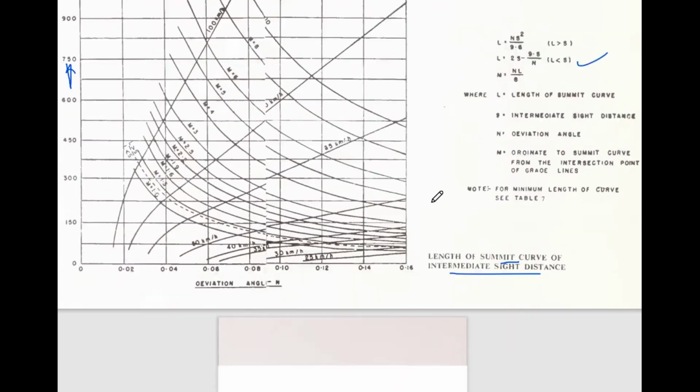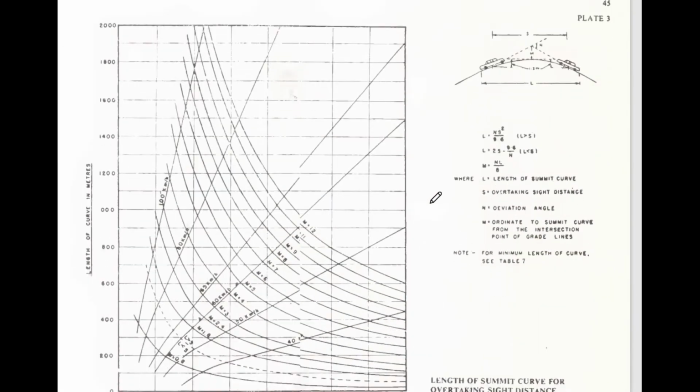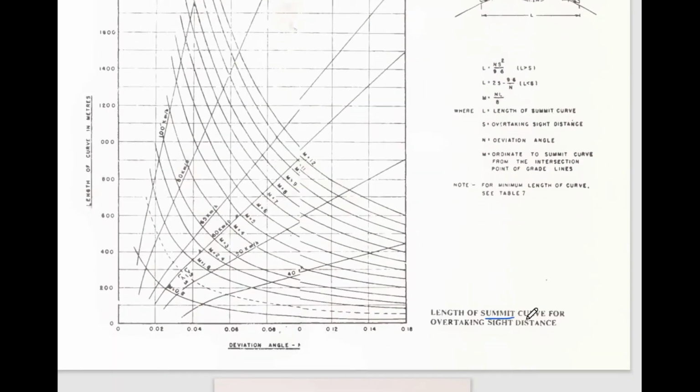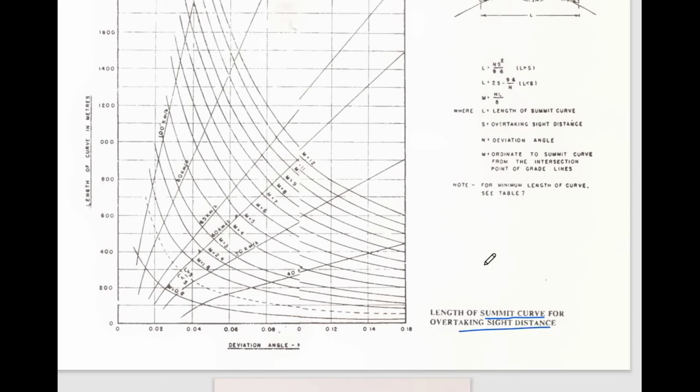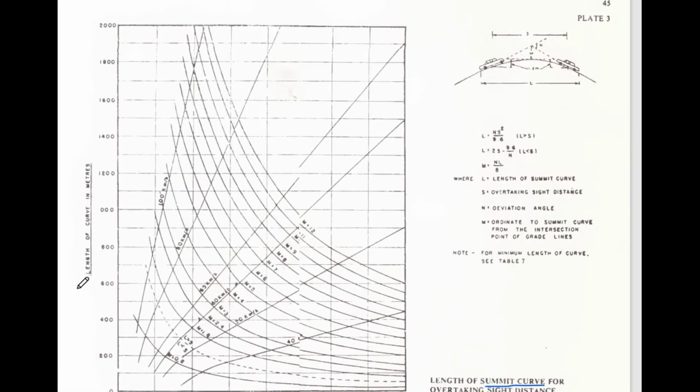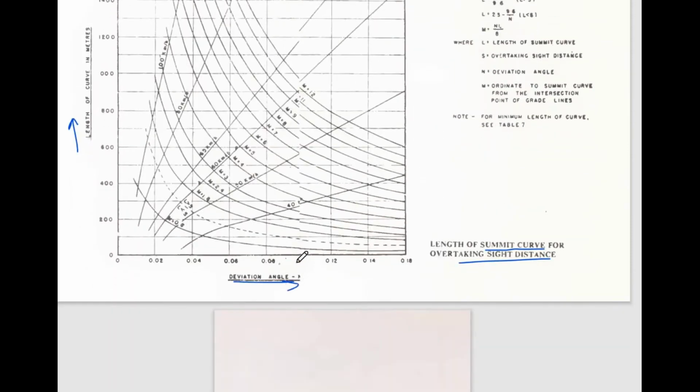Okay, now let's move to plate 3. So this is plate 3, which talks about the length of curve for overtaking sight distance. Here you can see the length of curve, and here the deviation angle, that is N.